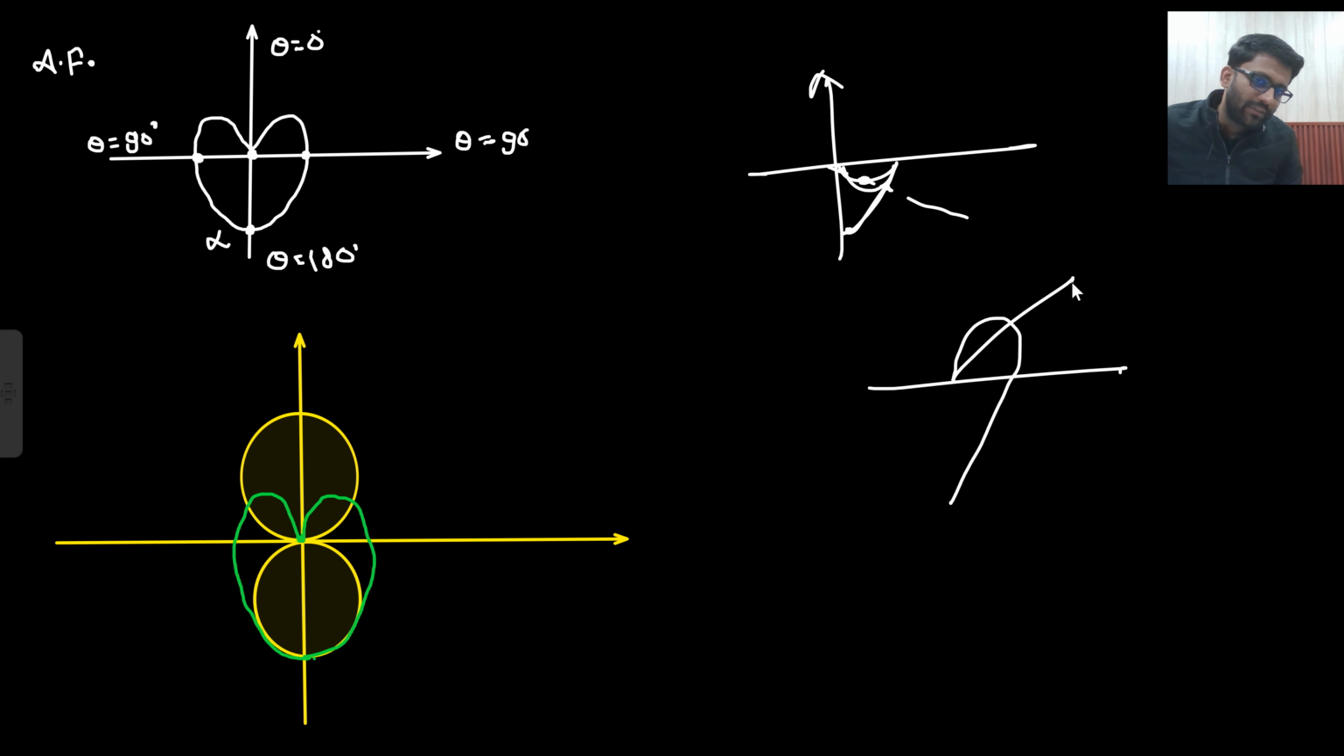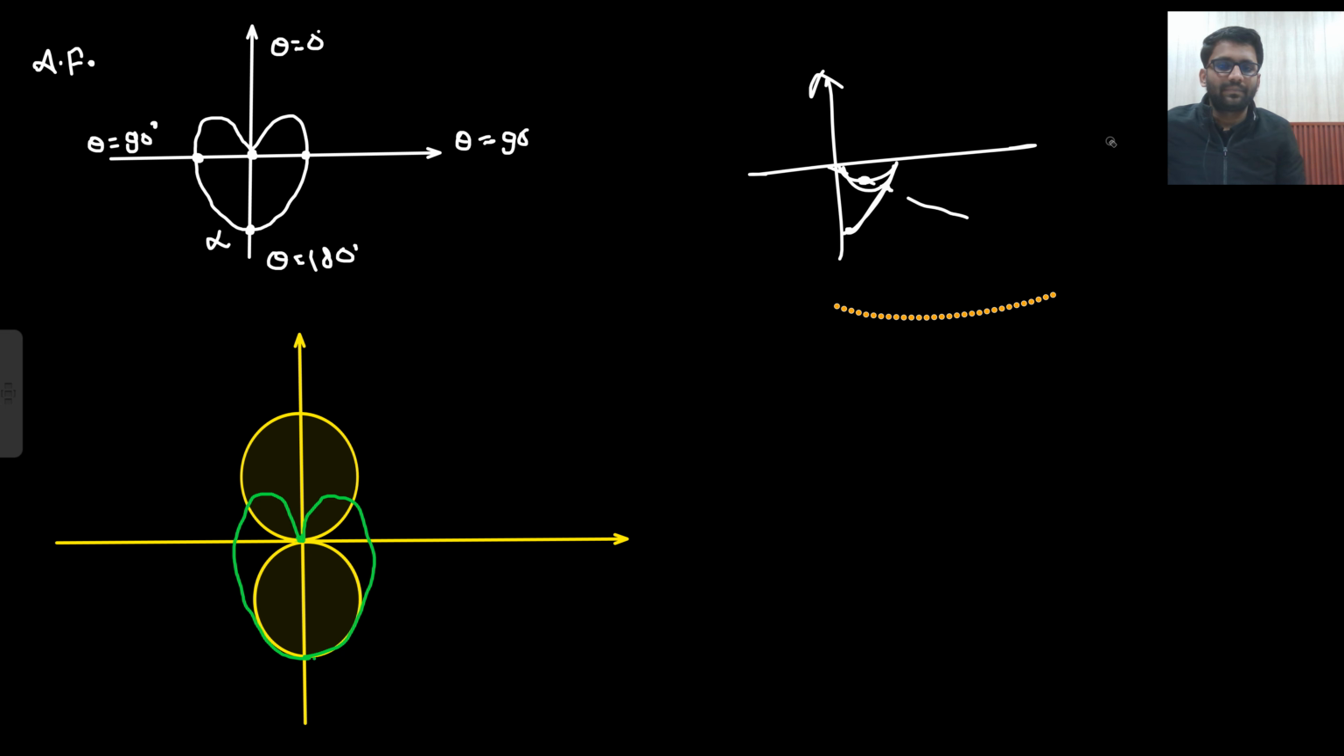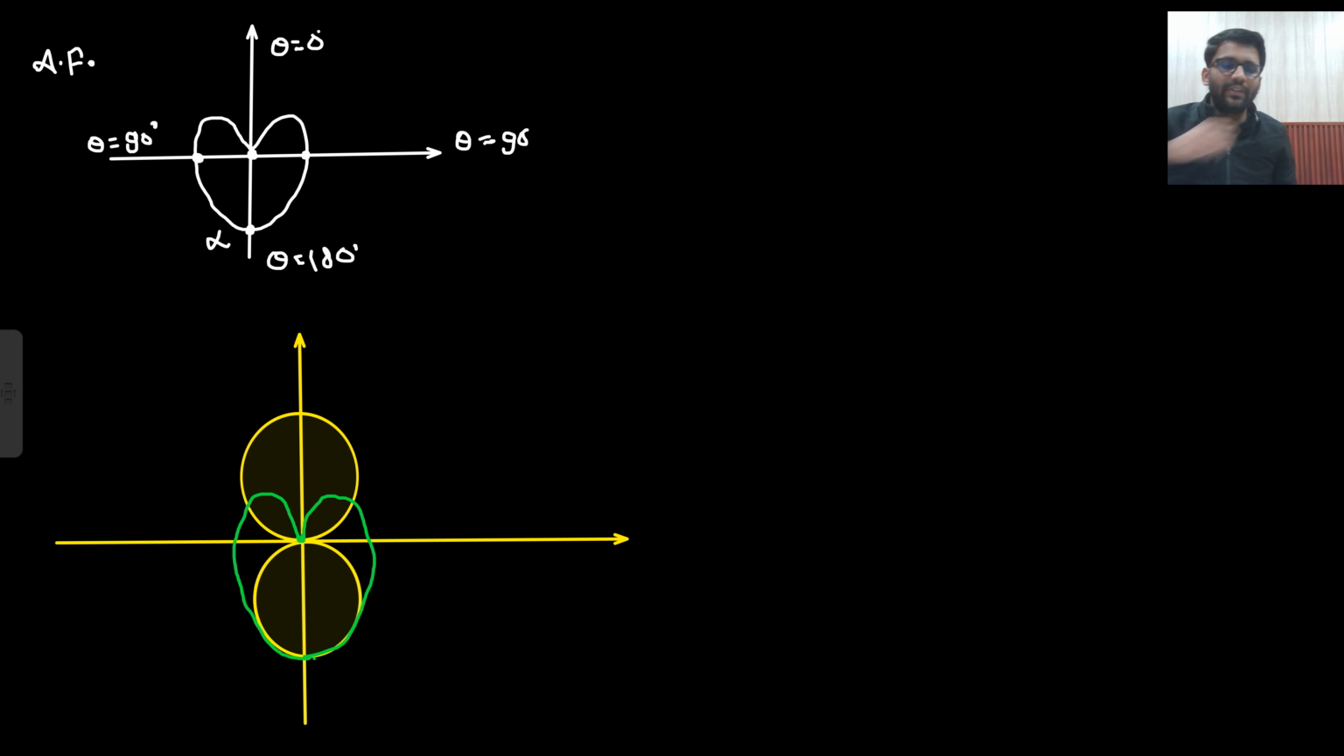So in this case, whether you take an angle here, here, or here, at all the angles you are getting one value only. Okay, so it will go like this, a heart-shaped structure. Now the thing is, we need to multiply this function with this graph. Which graph? This graph.